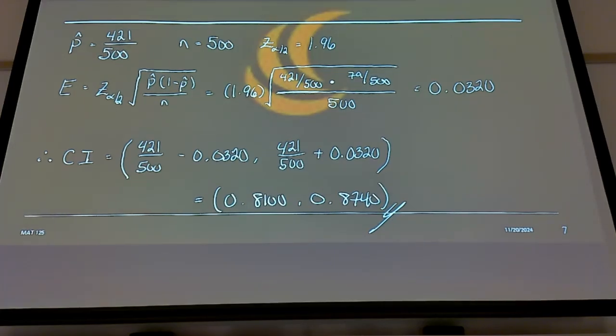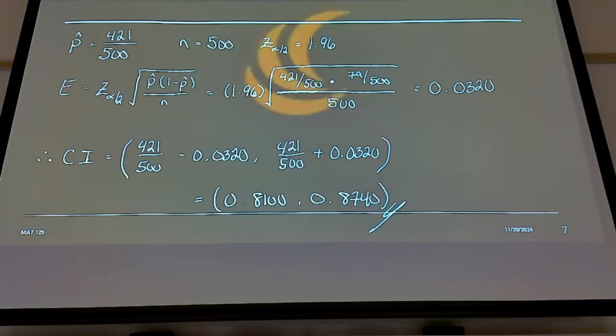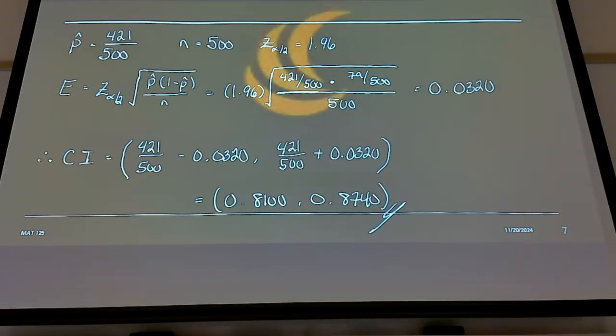So what is the interpretation of that interval from last time? 95% confident that the proportion of these city residents who own a cell phone is somewhere between 0.8100 and 0.8740.